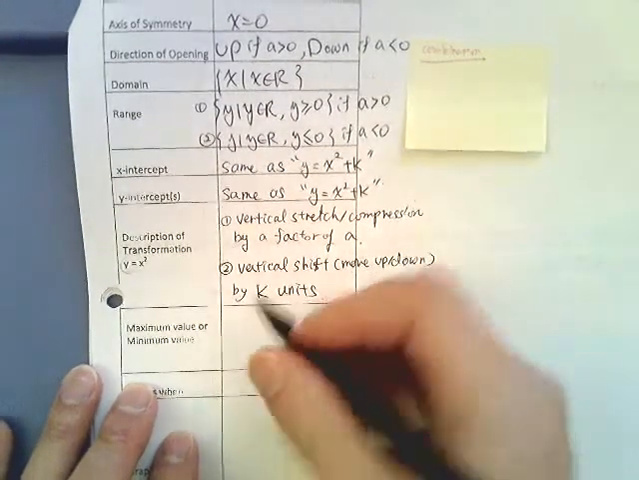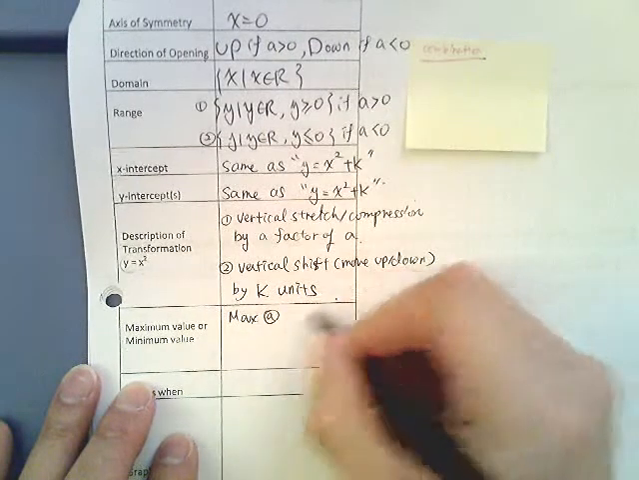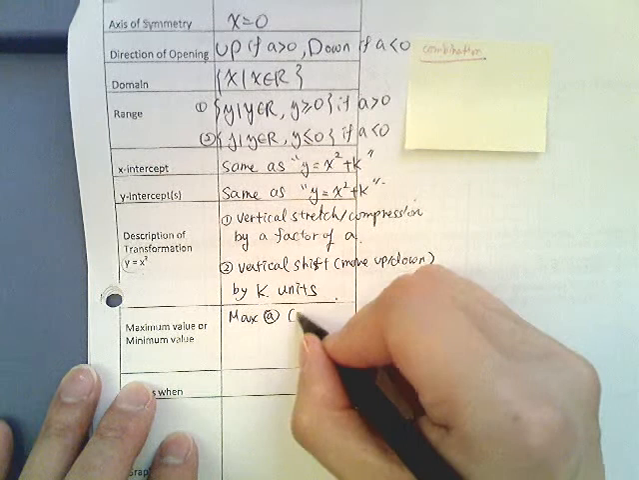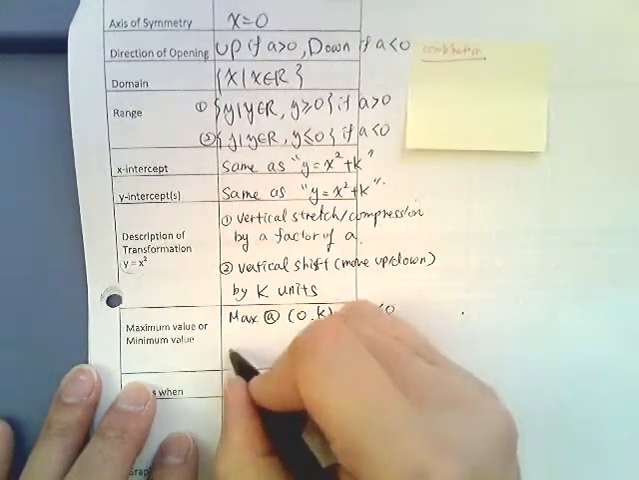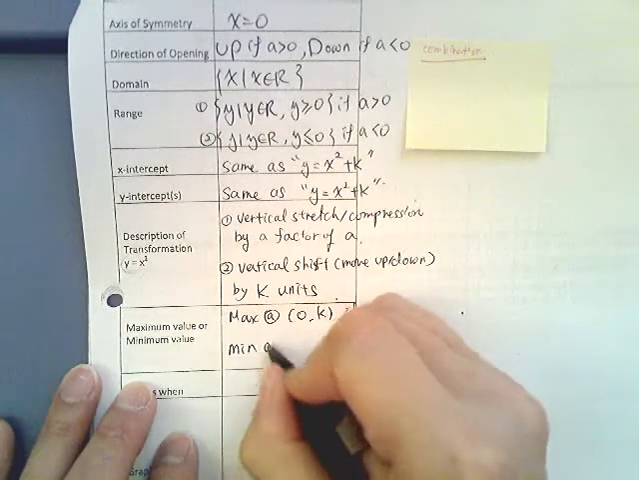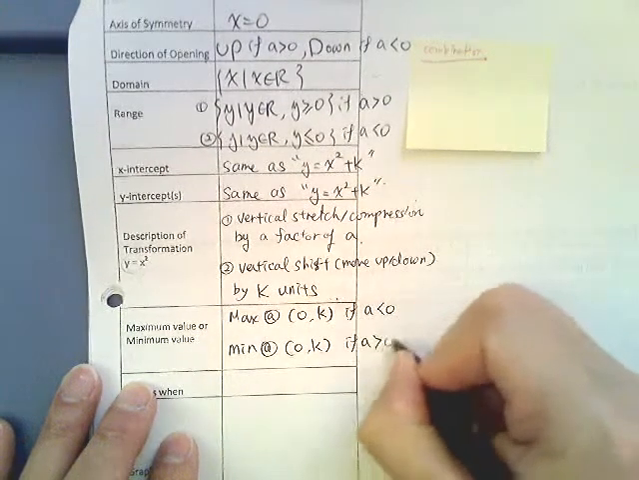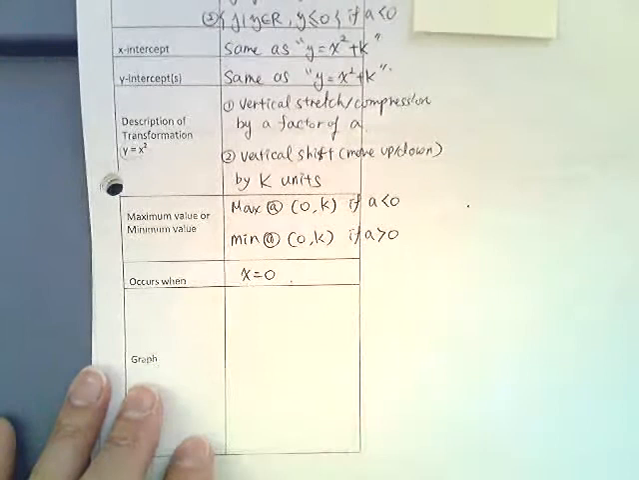Now maximum or minimum value is pretty much the same. So it is max at the vertex point, which is (0, k), if a is less than 0. Now min at (0, k) if a is greater than 0. It occurs when, well, simply x equals 0.